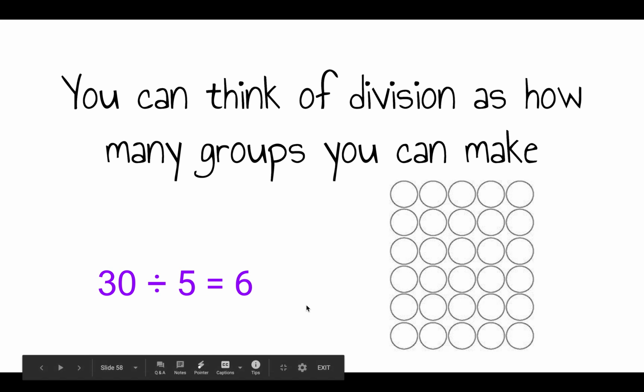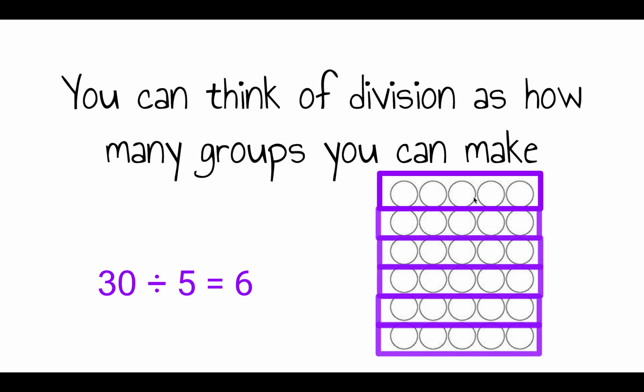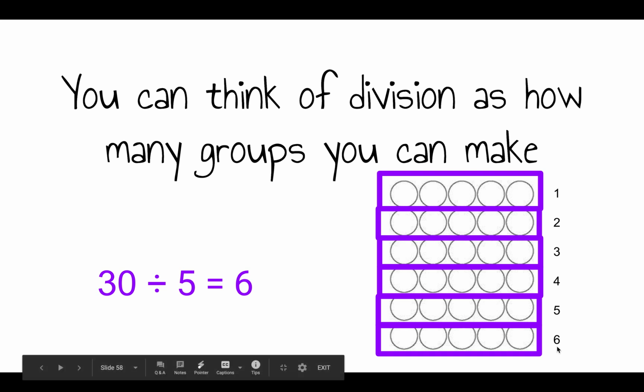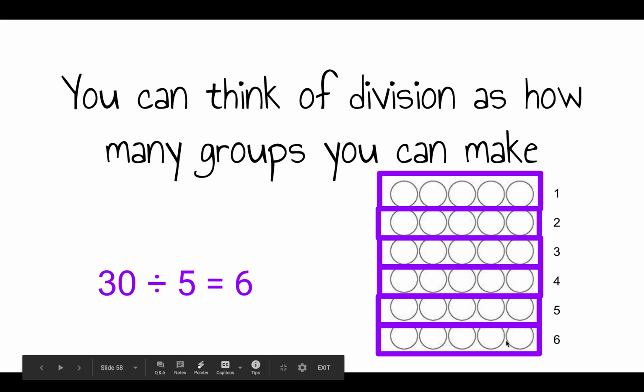As you all remember, you can think of division as how many groups you can make. If I do 30 divided by 5, I can take these 30 circles and start making groups of 5. I see that I can make 6 groups of 5. So 30 divided by 5 equals 6, because I can make 6 groups with 5 pieces in each group.